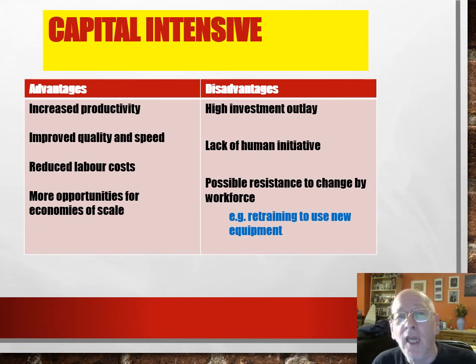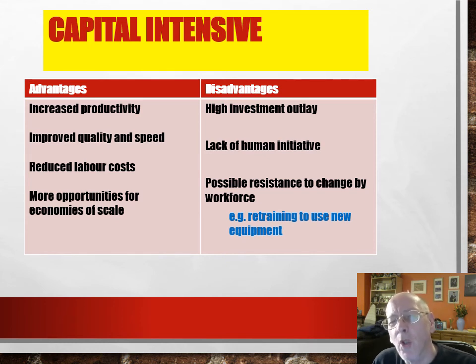So generally, if we have a capital intensive method, you are likely to get higher productivity. You are likely to get improvements in quality and speed. It means that your labour costs are going to go down, and there is more scope for economies of scale if you are capital intensive than if you are labour intensive. The cons, those robots aren't cheap, and so you've got high initial investment to start the system up to get more capital intensive.